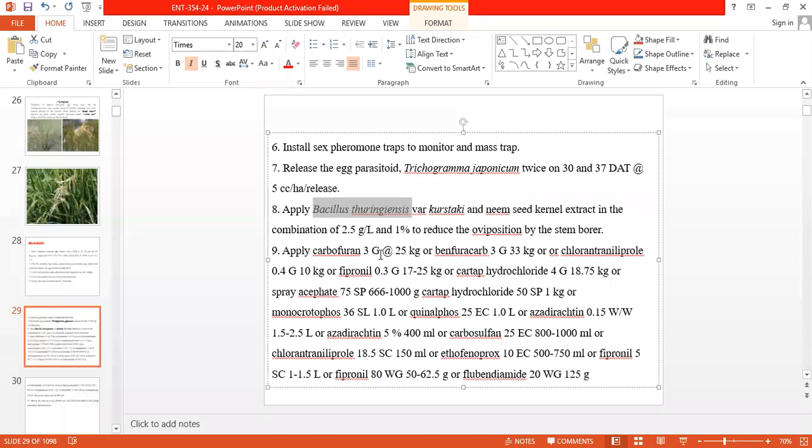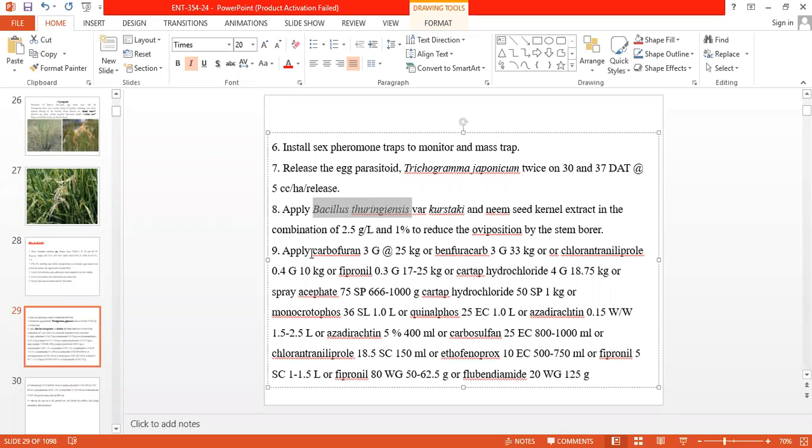So this is the Bacillus thuringiensis plus neem seed kernel extract, which is helpful for the prevention of egg deposition by the yellow stem borer. Then application of various chemicals, mainly granule formulation chemicals, which we should apply directly in a particular infested paddy plant in their whorl.